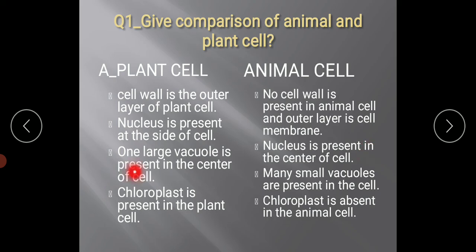One large vacuole is present in the center of the plant cell. Many small vacuoles are present in animal cells. Chloroplast is present in the plant cell. Chloroplast is absent in the animal cell.